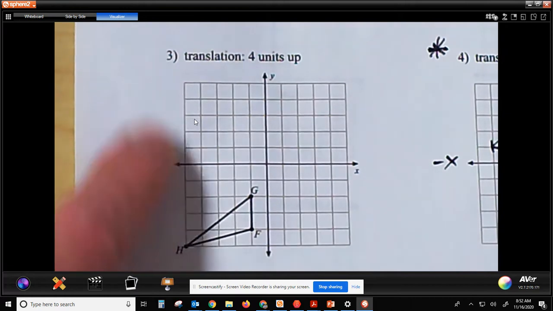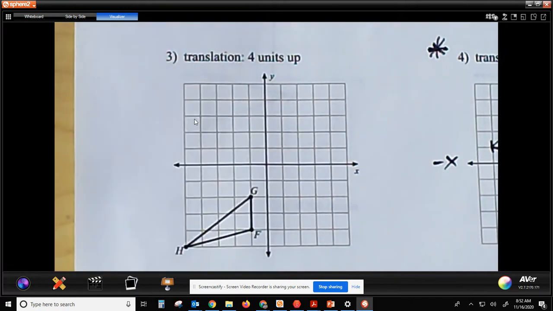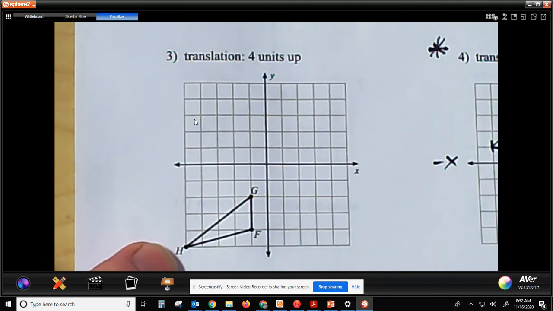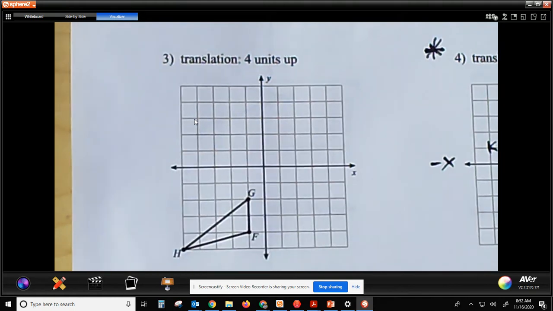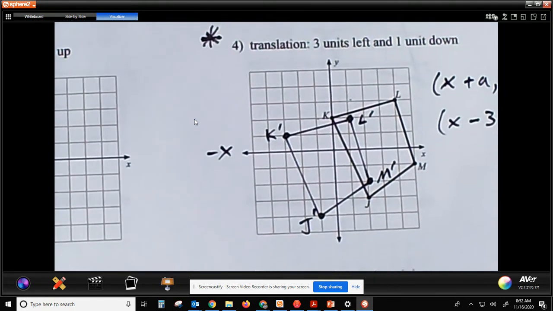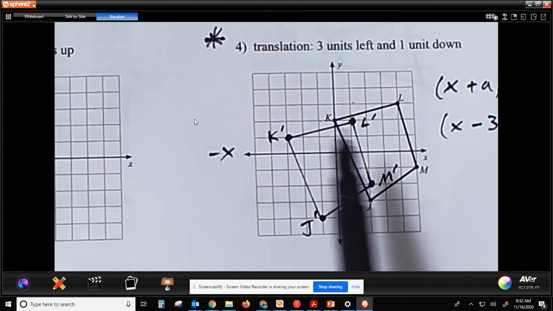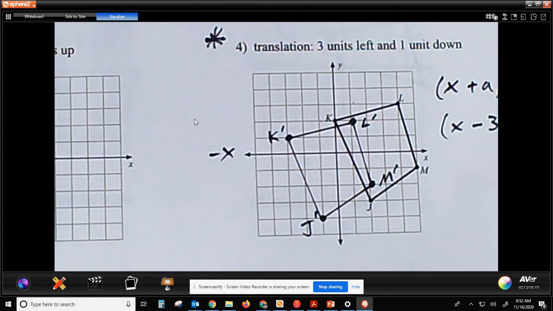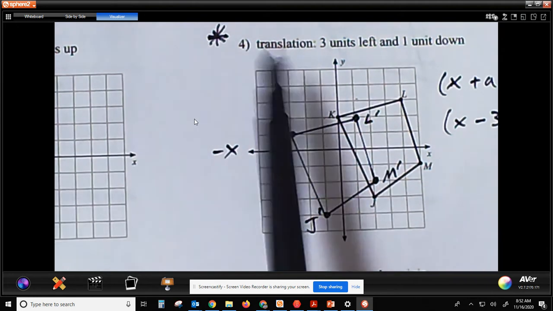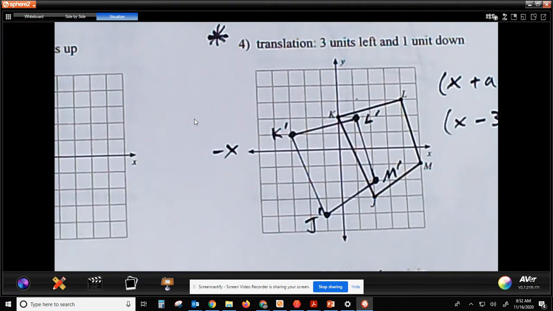There's one paired with it to the left, number 3, that just says 4 units up. So this triangle will not change even in its x direction. It's only going to go y, and it's going to go up 4 units. The test on Wednesday has multiple choice. So they're going to give you pictures. One of them is the correct translation, or the correct transformation. Depending on the instructions, you'll know which one it is.